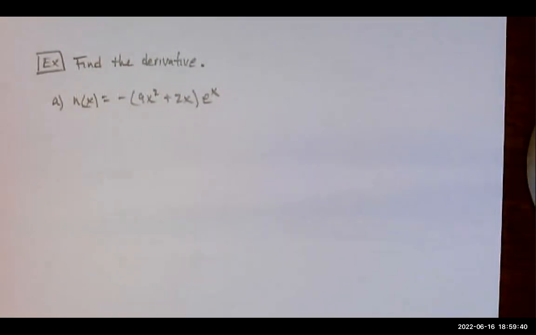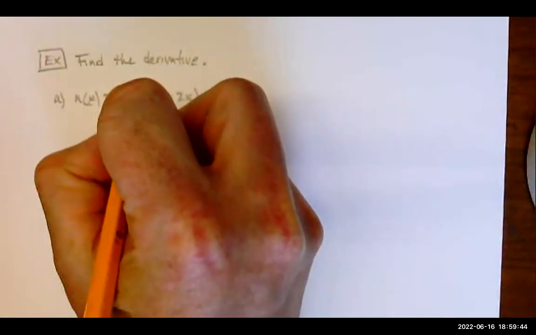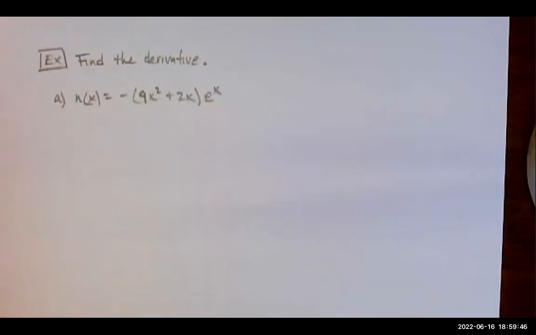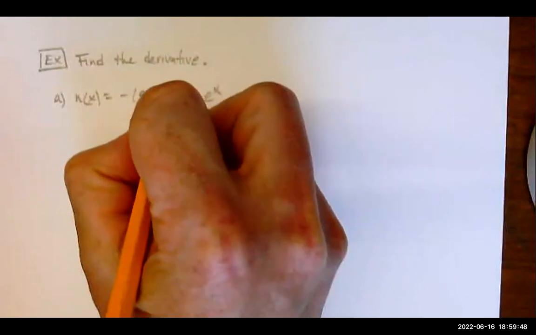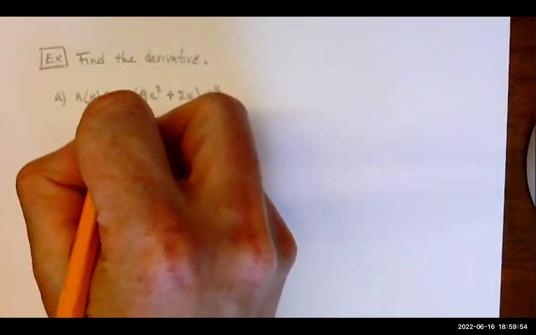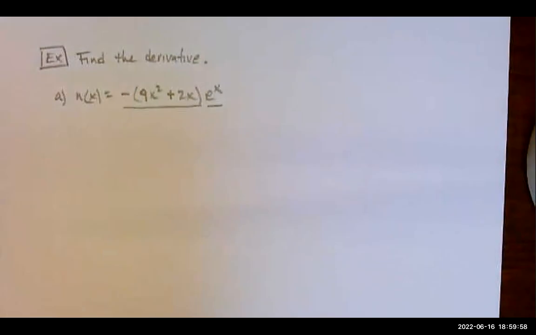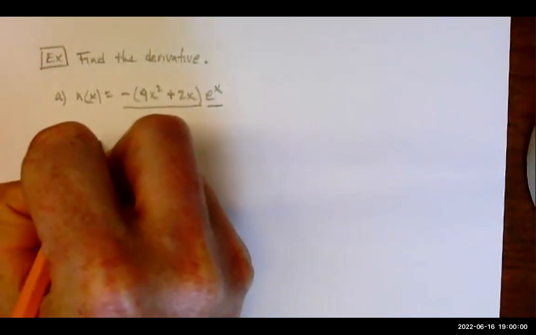We'll start with n of x equals negative 9x squared plus 2x, and that's being multiplied by e to the x. So we've got a product here, and I'm going to go ahead and underline both parts. So we're looking for n prime of x.